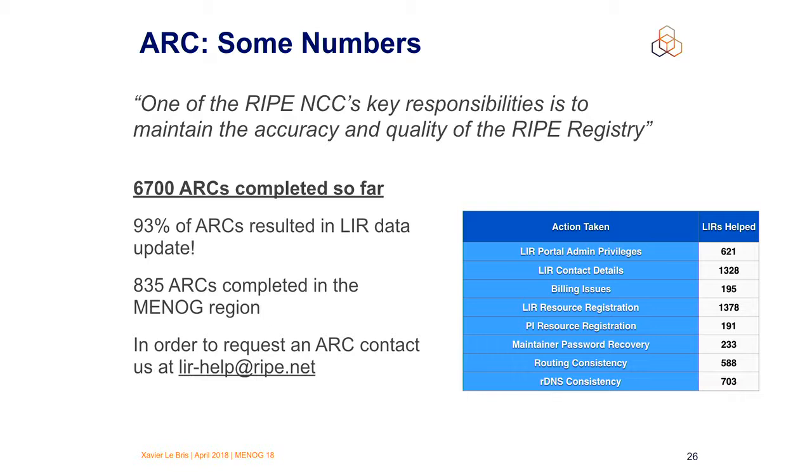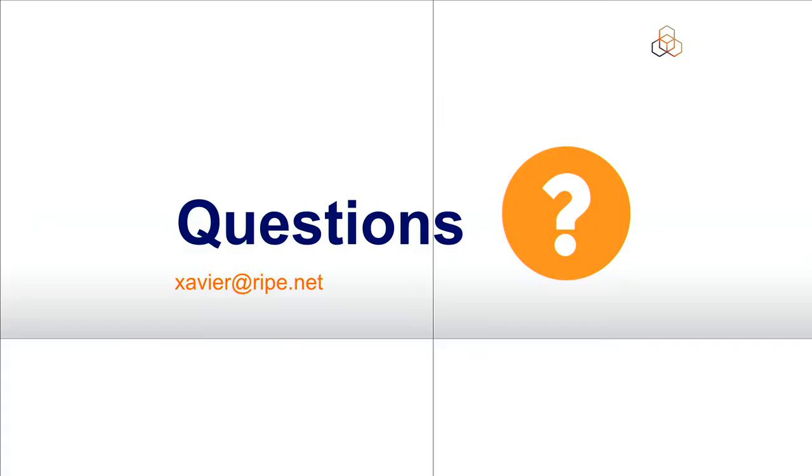If we look at the different types of results, you can see that a lot of the time it's the admin privilege, so the account of the portal, that is not accurate. Or the LIR contact in the database that has been there for some time and is no longer updated. And this is the end of my presentation. So if you have questions, I'm available.